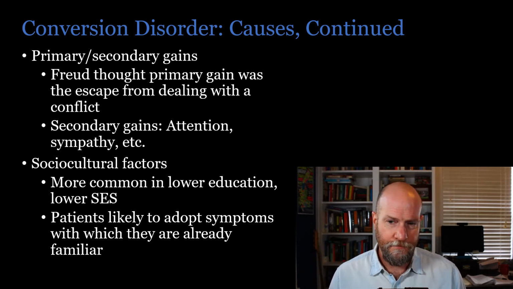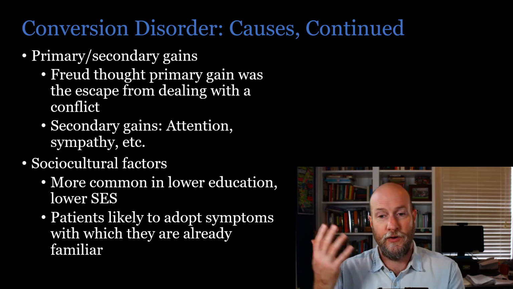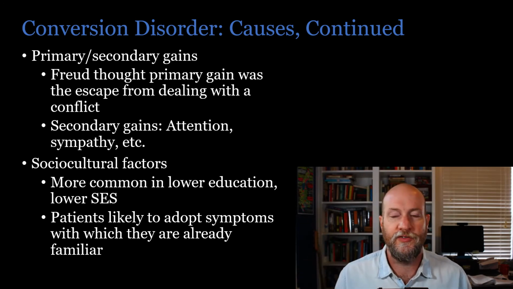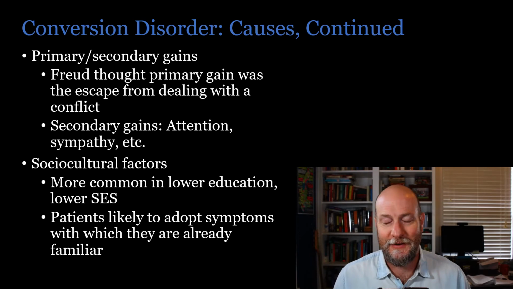The average person does not know that there's a separation in the nerves that feed the two parts of the hand. Neurologists know that, and psychologists that are studying conversion disorder, and students like yourselves. But the average person doesn't know that. So you tend to adopt symptoms that you understand, that you're familiar with, and so there's some sociocultural play there as well.